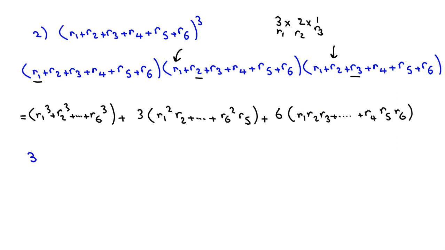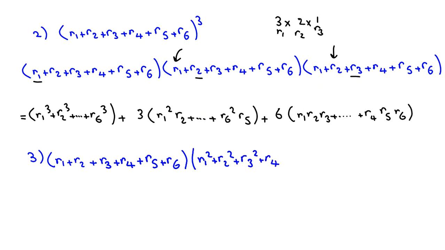Now we want to find the last identity that we need to use in the problem. R1 plus R2 plus R3 plus R4 plus R5 plus R6 times R1 squared plus R2 squared plus R3 squared plus R4 squared plus R5 squared plus R6 squared. Now I want to calculate this. So let's see what terms we have. If you select same terms, for example, R1 times R1 squared, it will be R1 cubed. Similarly, you can do for R2 cubed to the last one, R6 cubed.